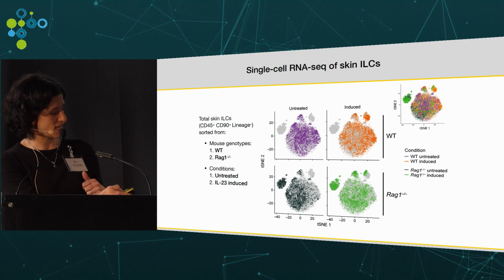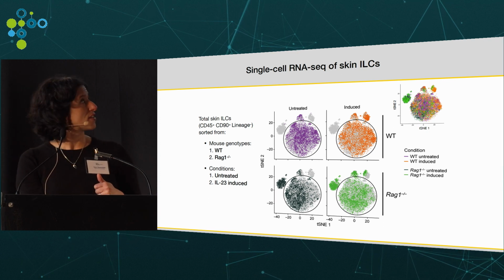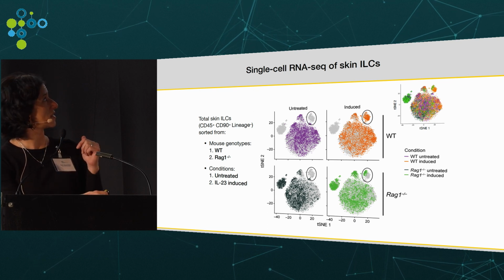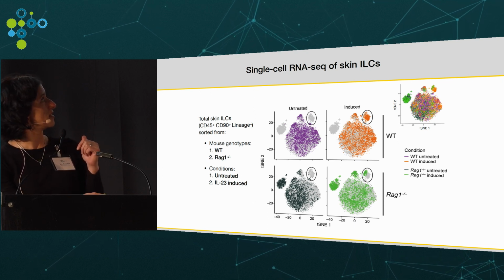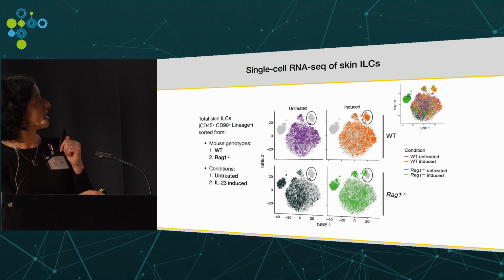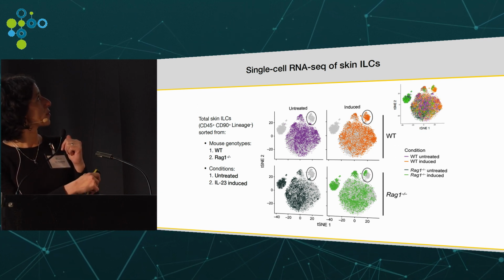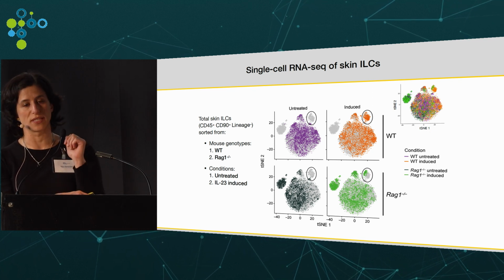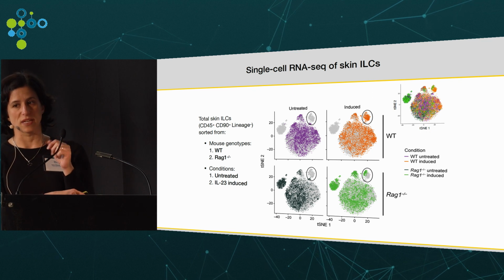So you see almost all the cells fall into this kind of big cloud. There are some specific clusters. The main one that we're interested in is this cluster here, which is unique to the induced condition. So there's almost no cells from the untreated condition there. This other cluster I can talk about a little bit later, but it's due to cell cycling. So it's just pulling cells from all of the different conditions because they're cycling.